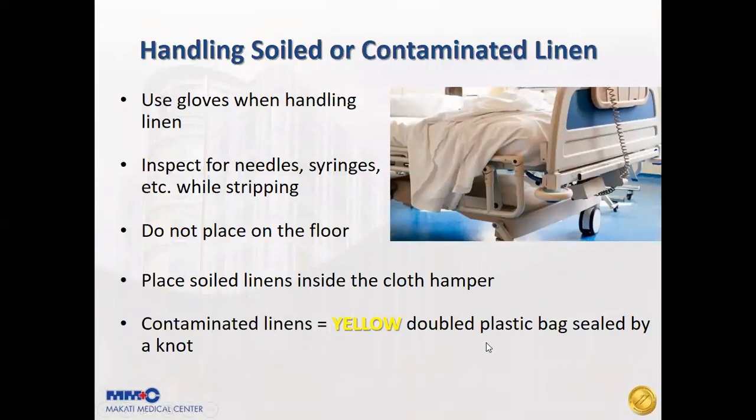Handling soiled and contaminated linens. Handle, transport, and process used linen that is soiled with blood, body fluid, secretion, or excretion with care to ensure that there is no leaking of fluid. Remember to use PPE when handling linen. Inspect for needles, syringes, etc. while stripping. Contaminated or infectious linens are placed in a yellow double plastic bag sealed by a net.